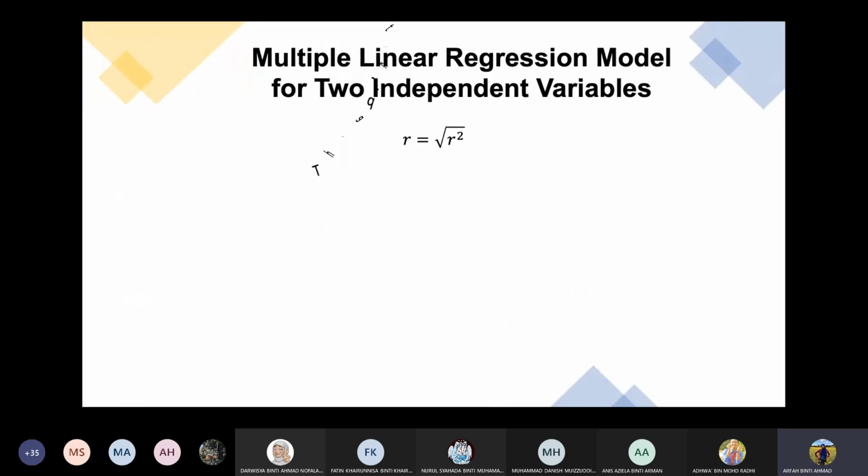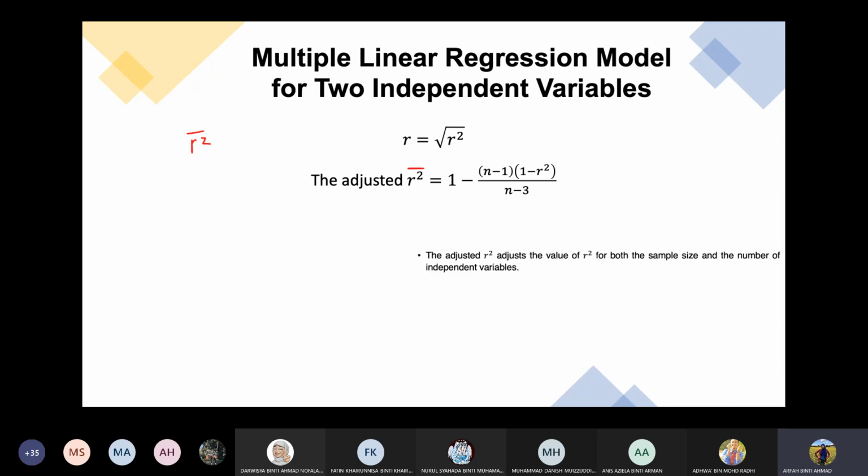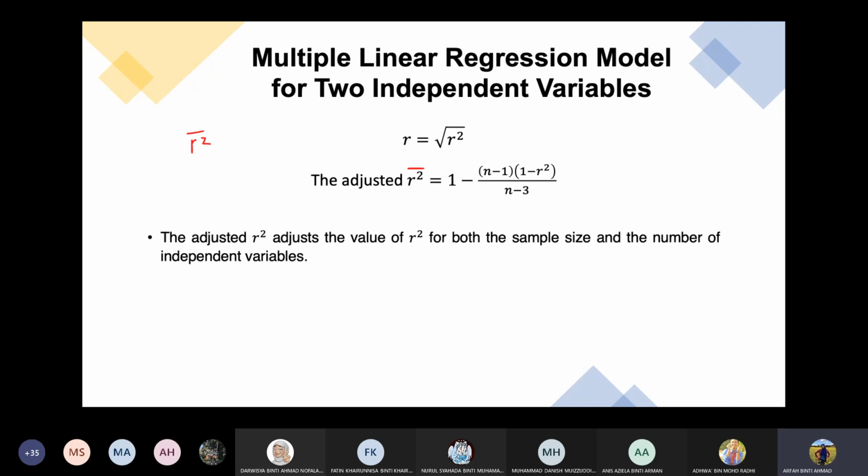Okay, the next one, punca kuasa 2 bagi R squared sama dengan R. Kalau awak tak nak kira R squared biasa, dia ada enhancement formula that is adjusted R squared. Simbol dia is R squared, ada tanda garis dekat atas. This is adjusted R squared. It is actually enhancement. Okay, dia tambah baik formula bagi coefficient of determination R squared.